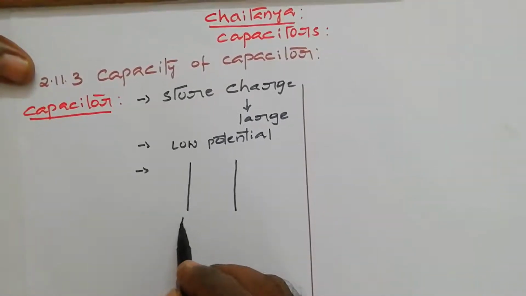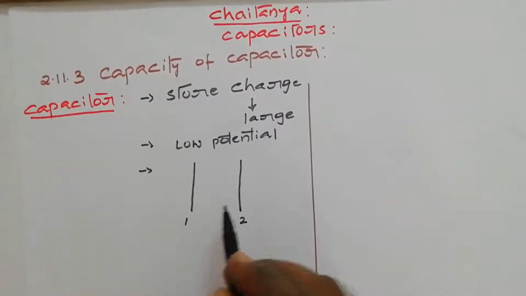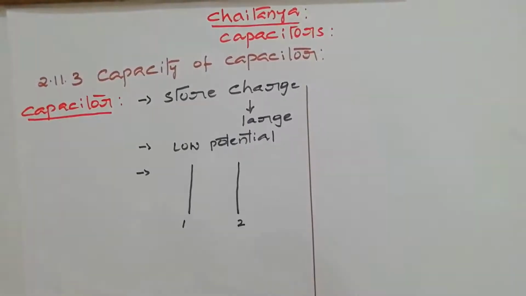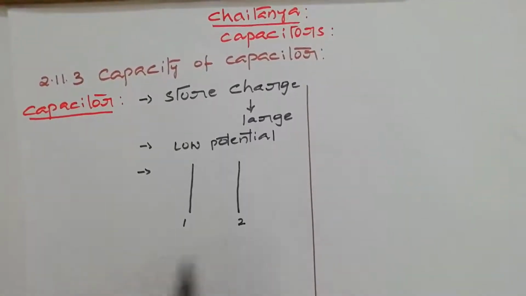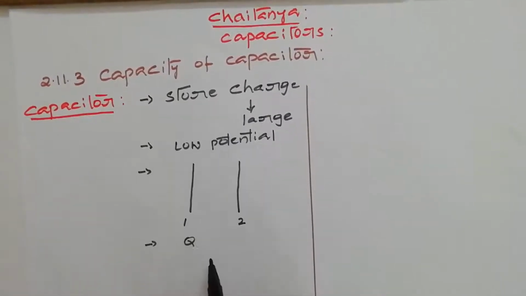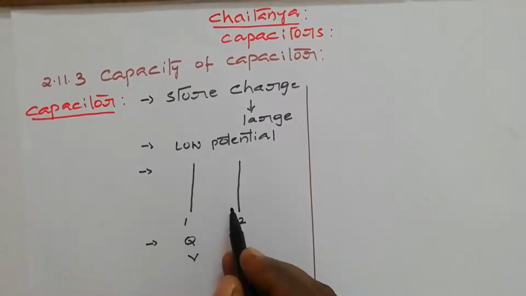This is conductor 1, this is conductor 2. By arranging these two conductors parallel to each other, the capacity of one conductor can be increased. At any instant, Q is the charge of this capacitor and V is the potential between the two plates.